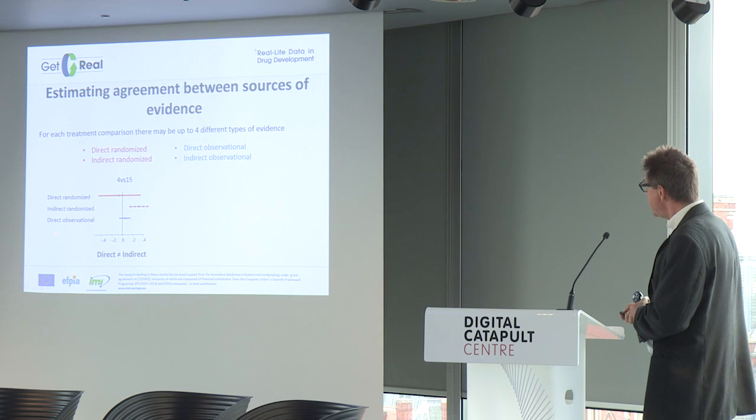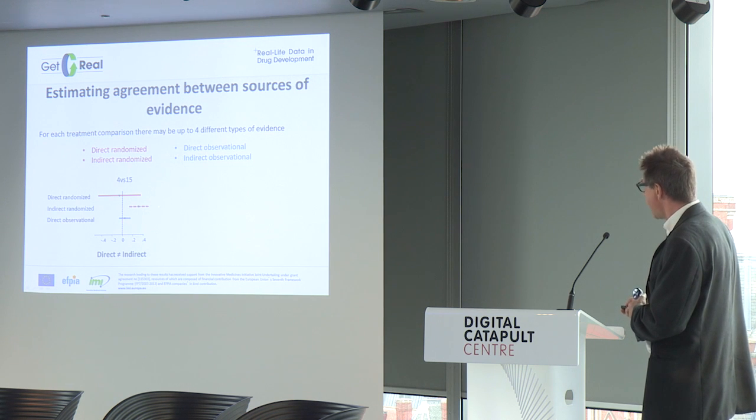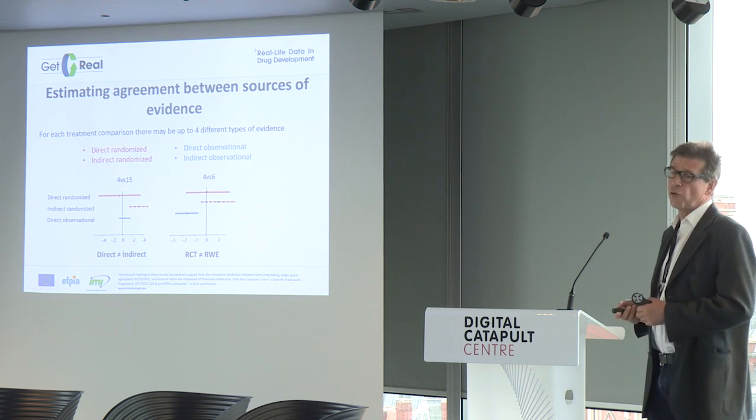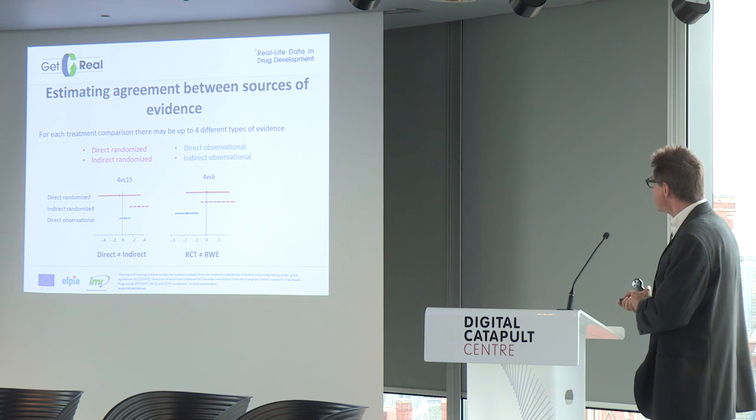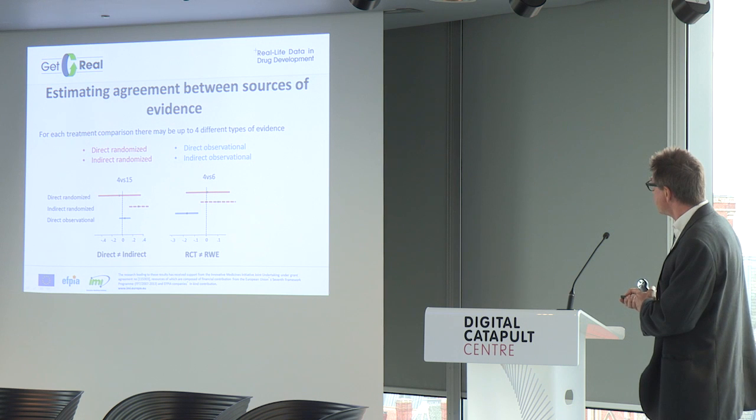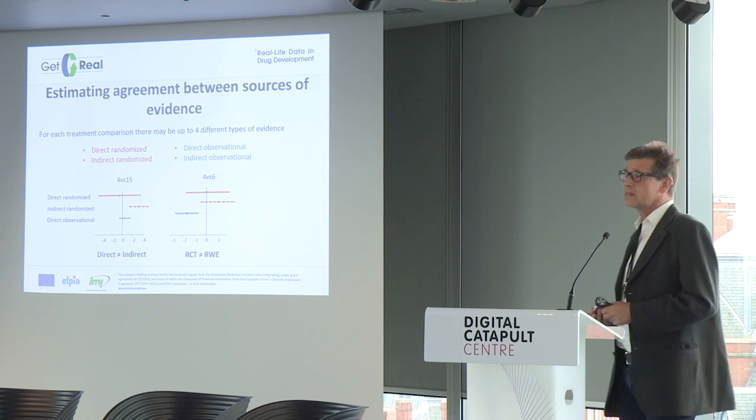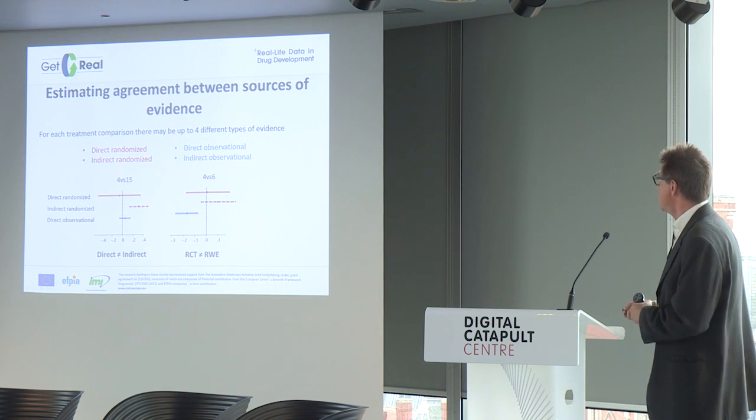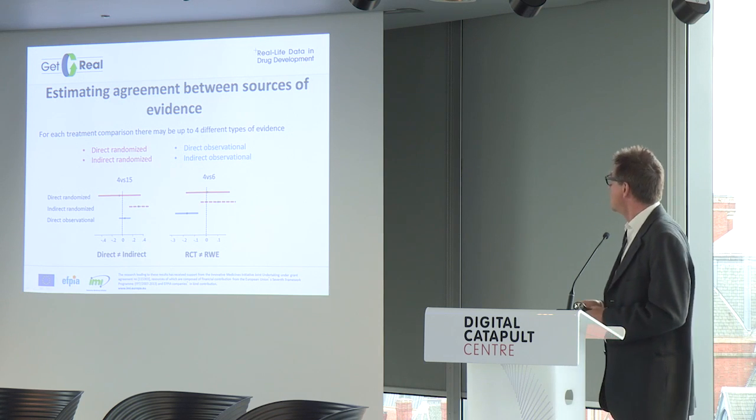And in this case here, this is drug 4 versus 15, you see that we have agreement between direct randomized and direct observational, but some disagreement, although confidence intervals overlap, with indirect randomized. In this case here, 4 versus 6, we see that we have agreement between the two randomized comparisons, the indirect and the direct, but disagreement with the direct observational comparison.